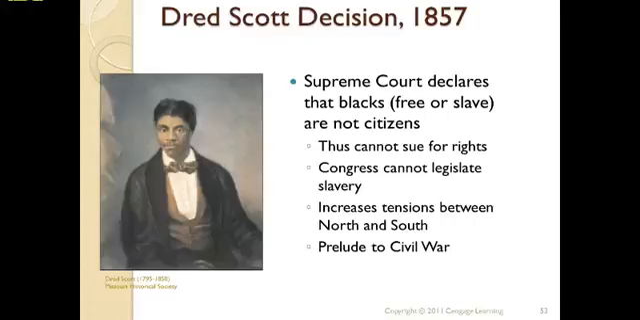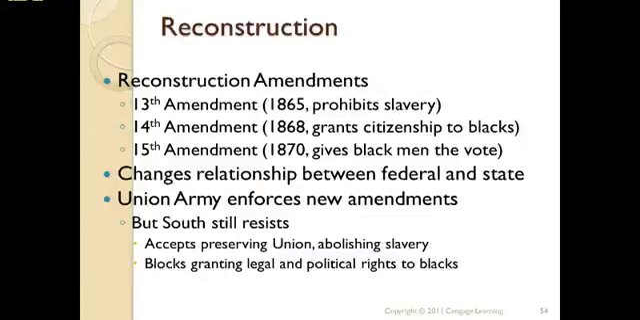So this is a big decision. Dred Scott decision, 1857, big picture. It declares that blacks are not citizens. Okay, they're not people under the law.